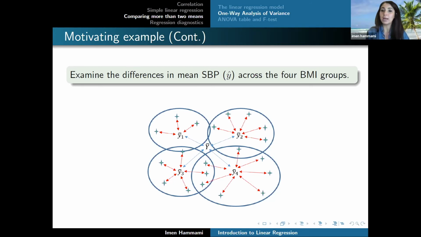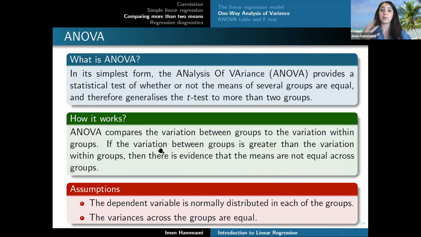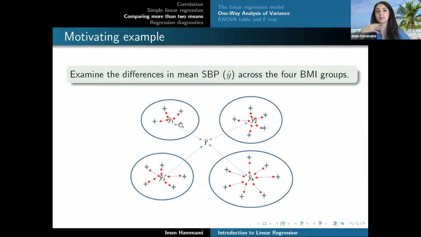So ANOVA is going to give you an answer about whether it's useful to put people in categories or whether it's not useful, whether there's an association between BMI groups and SPP or whether there is not. Basically, the idea is to compare what we call between group variability and within group variability. We want the between group variability to win as compared to the within group variability, which means that in my plots, I want these red bars to be small.